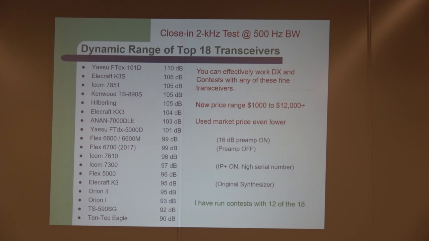We go all the way from 110 to 90 dB, which is really adequate most of the time, like the Eagle, the Kenwood 590S. The 590S or the SG used to be the biggest bang for the buck. It's like $1,500, and it was great. Now we've got a 7300, sometimes on sale for under $1,000. My goodness. But all these will work just fine. Of this list, I've used 12 of the 18 in contests, CQ Worldwide and ARRL contests. It's been great since I've been out in the country at my contest station for the last 12 years to really just use this stuff and see how it works, as for what the user interface is like and all that kind of thing.